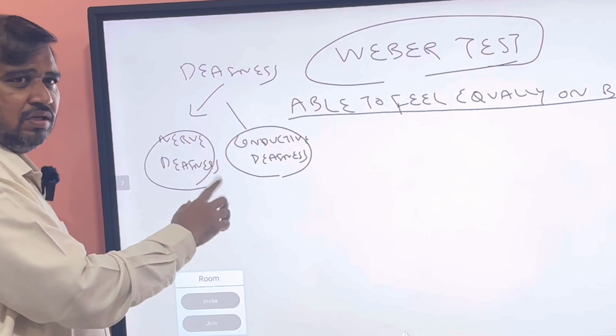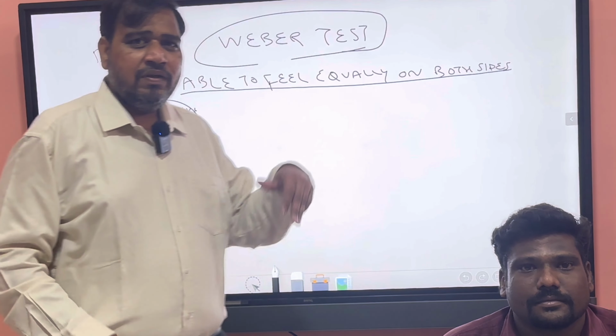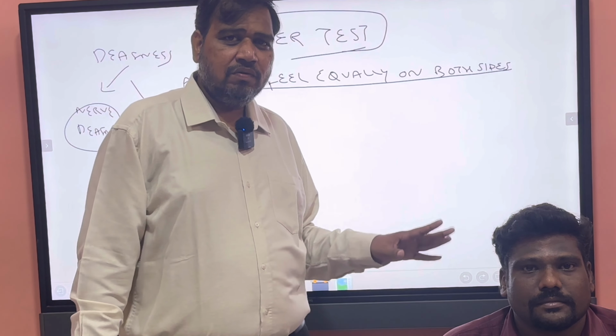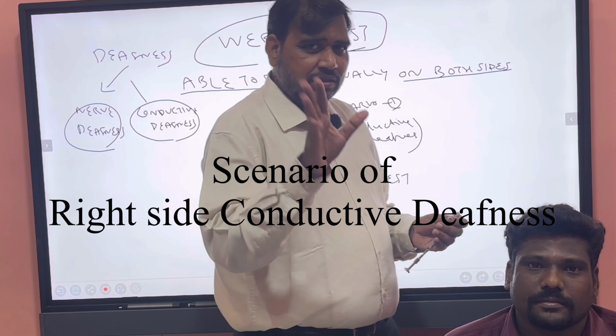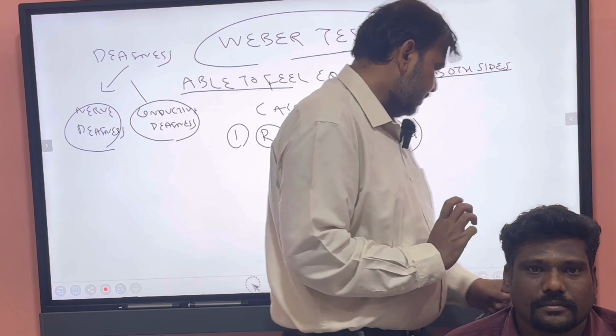So there are two types of deafness, and I am going to find out whether he is suffering from nerve deafness or conductive deafness. Normal is very simple. I again repeat Weber's test. I will ask whether he is able to feel equally on both sides. He will tell he is able to feel equally. That is normal. But now we have to imagine I am taking Mr. Ranjit, a patient suffering from right side conductive deafness. Just concentrate on the right side.